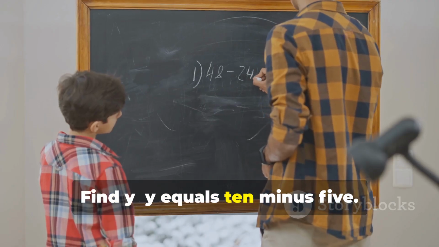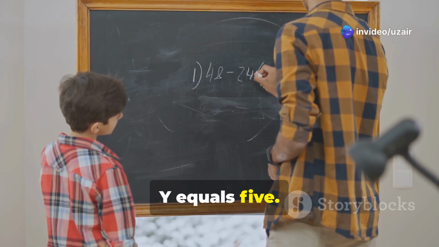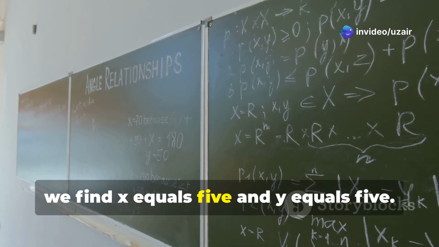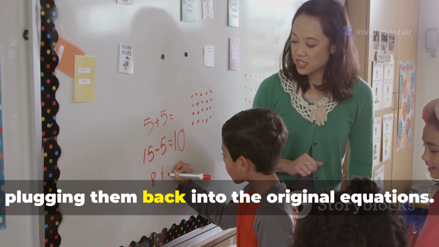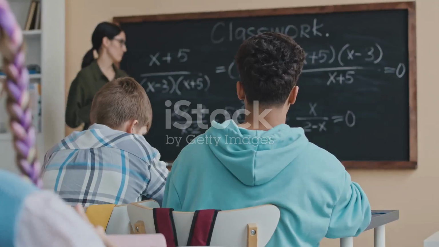Find y: y equals 10 minus 5. y equals 5. By solving, we find x equals 5 and y equals 5. Always double-check your solutions by plugging them back into the original equations.